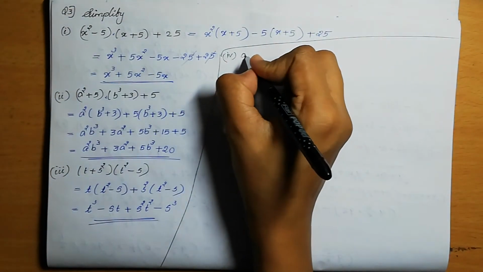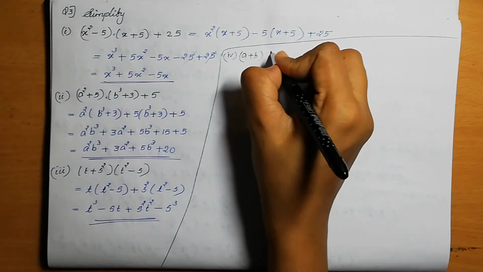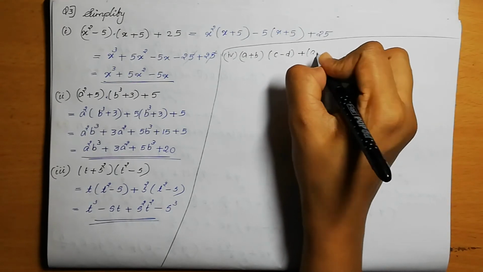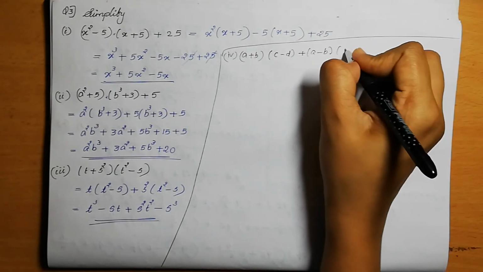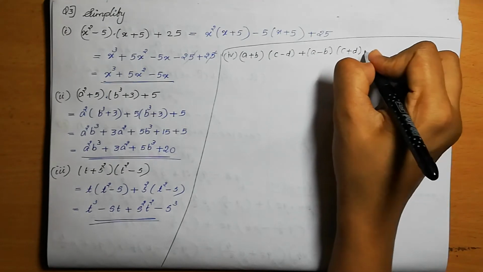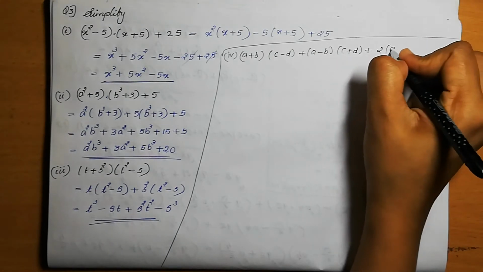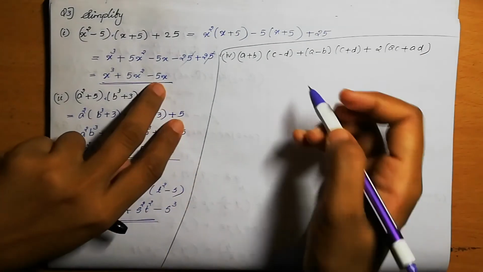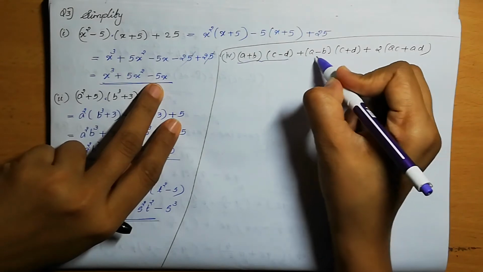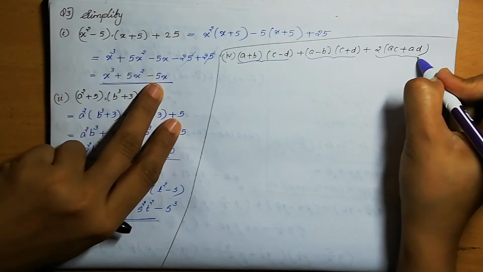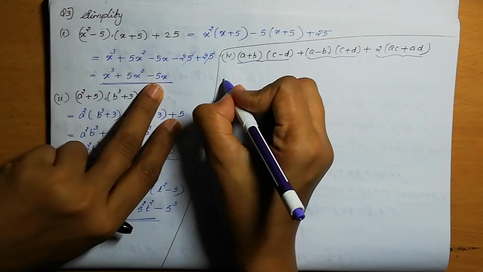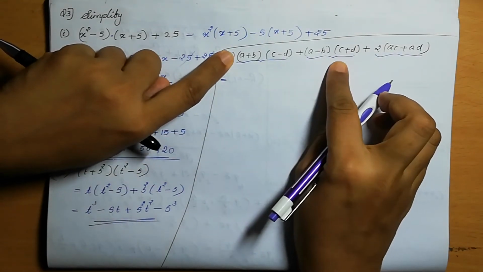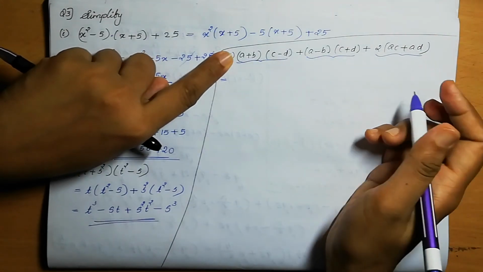Fourth one is a plus b into c minus d plus a minus b into c plus d plus 2 into ac plus ad. So here we can see how many terms are there. This is the first group of terms. This is the second group. This is the third group. So one by one we need to do. So first this one we can open. Here we need to open. This one we need to open. This one we need to open. Then after that we can add everything.